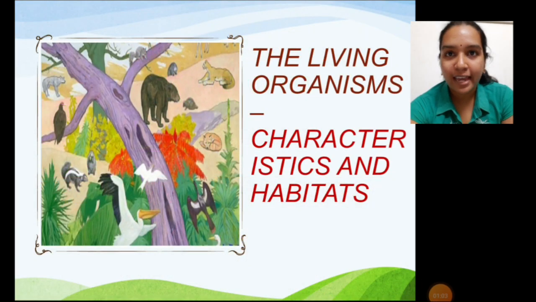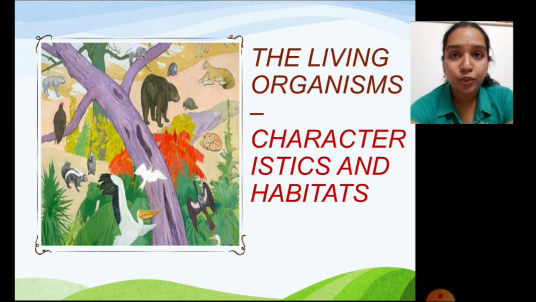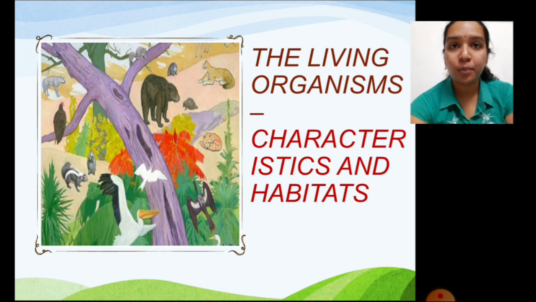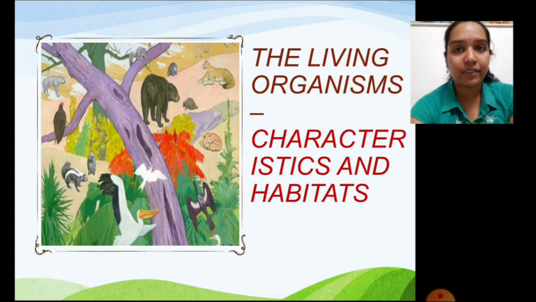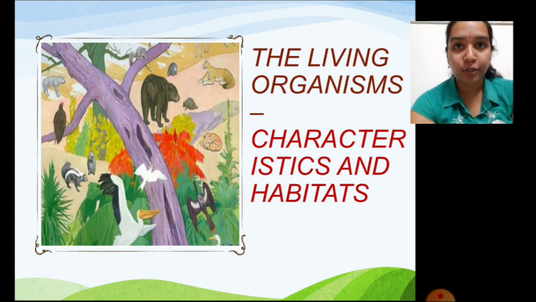The living organisms, their characteristics and habitats. Though the title mentions the living organisms, we cannot separate non-living objects from life. You might have heard of biotic and abiotic components. Biotic means living. Abiotic means non-living. But both biotic and abiotic together make the planet Earth.